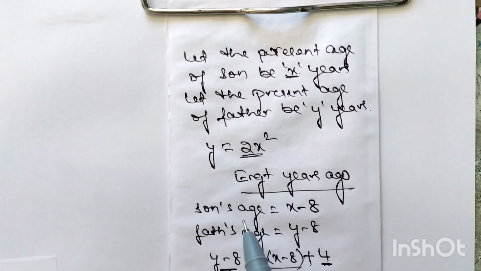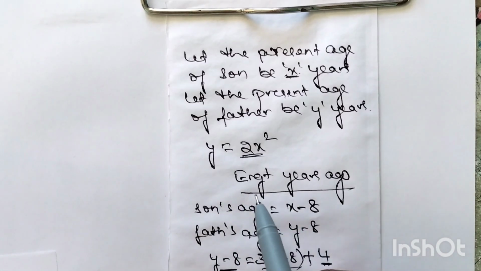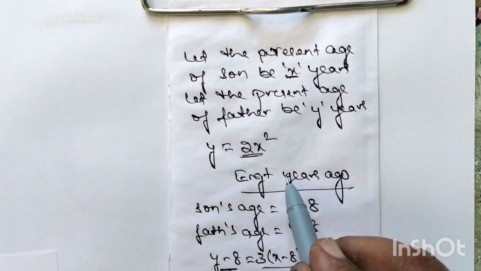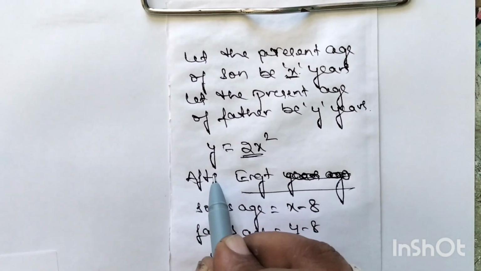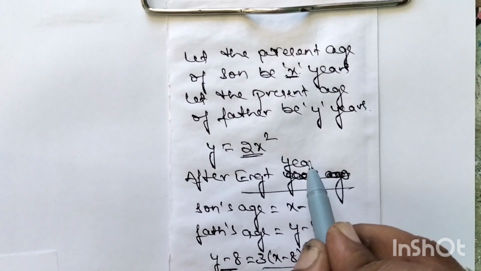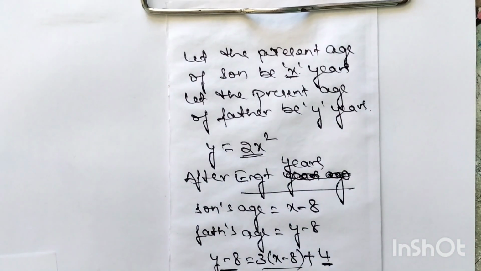ನೋಡಿ ಕ್ವಶನ್ ಅಲ್ಲಿ ಅವನು 8 years ends ಅಂತ ಕೊಟ್ಟಿದ್ದಾನೆ. It is not 8 years ago, after 8 years. After 8 years we have to take, because ಅವನು ಕೊಟ್ಟಿರೋದು 8 years ends ಅಂತ ಕೊಟ್ಟಿದ್ದಾನೆ. ಹಾಗಾದರೆ ಸನ್ಸ್ ಏಜ್ ಬಿಕಮ್ x plus 8, ಫಾದರ್ಸ್ ಏಜ್ ಆಲ್ಸೋ ಬಿಕಮ್ y plus 8.